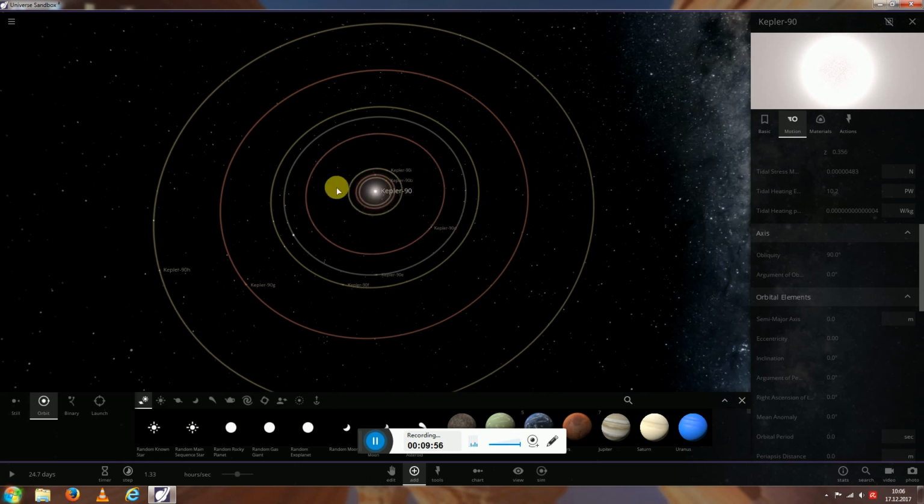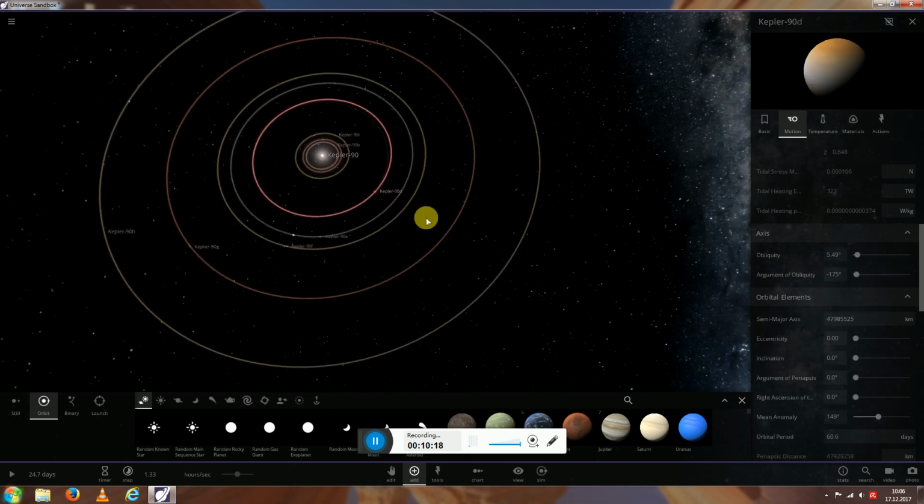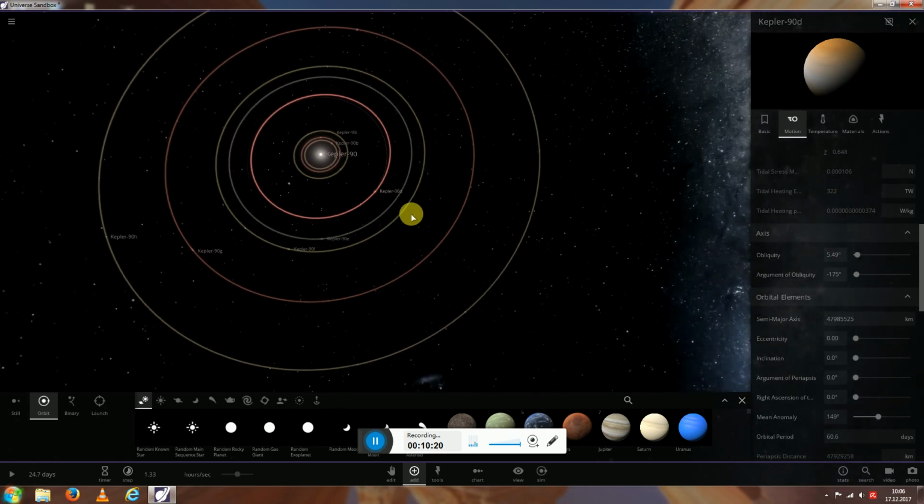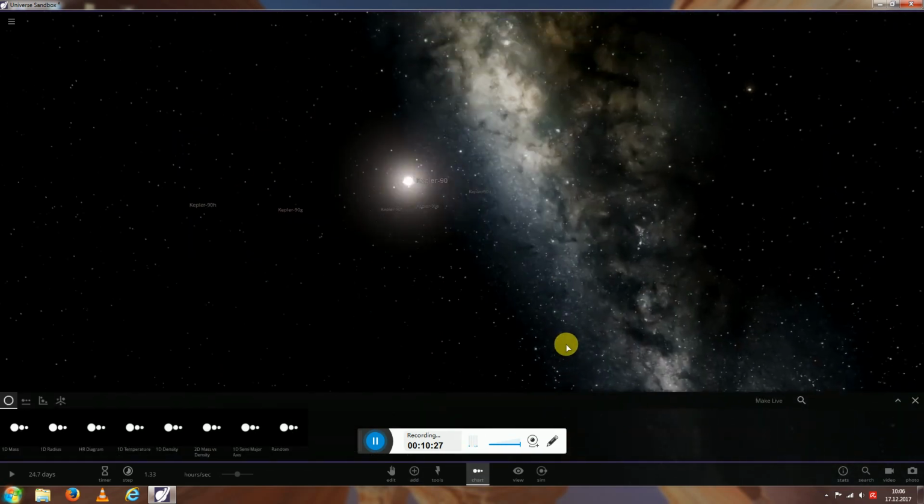So the 3 inner rocky planets here are just slightly bigger than the Earth, up to 1.3 times the size of the Earth, and then the remaining other three, Kepler 90d, E, and F. Let me just go on the chart here again.